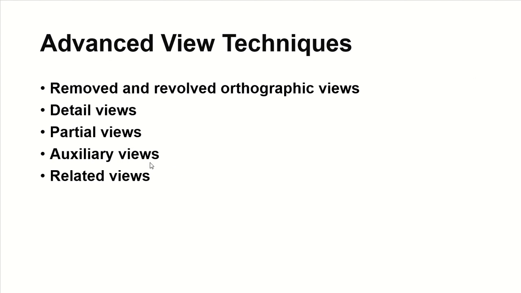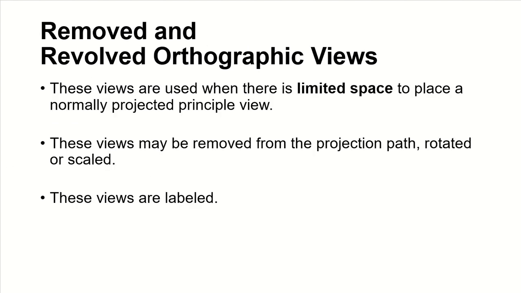So these views are different from our standard 6 views. Your top, your front, and then your right, your left, and then your bottom, and then your back. Now we have additional views: removed, revolved. Not just the ortho, it's just your projection views. Detailed views, partial, auxiliary, and then related. So let's see each one of them.